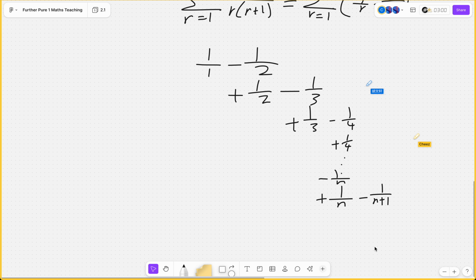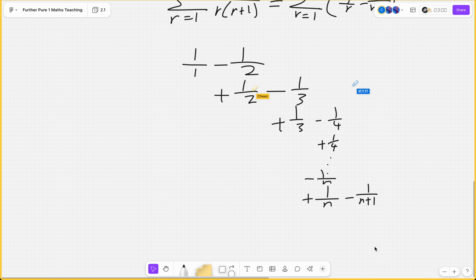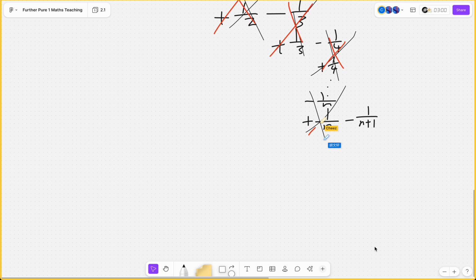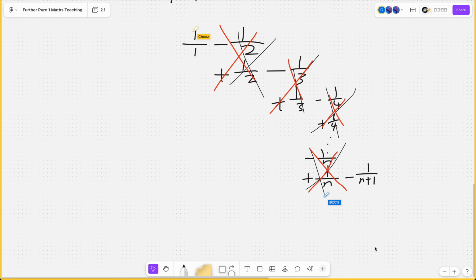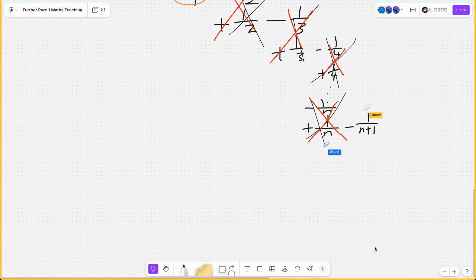I write it this way because what you can see, look at this. There's minus a half and plus a half, and then there will be no more. That means these cancel out, similarly for 1/3, 1/4, all the way to 1 over n. So now all that we are left with is 1 over 1 minus 1 over n plus 1, which we can simply write as 1 minus 1 over n plus 1. And that is the general solution.